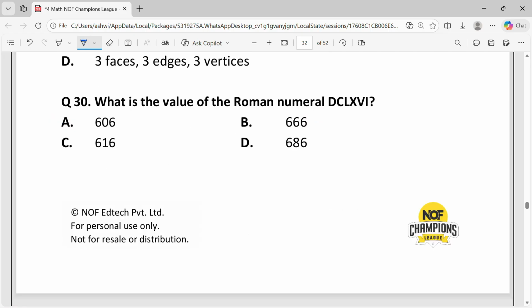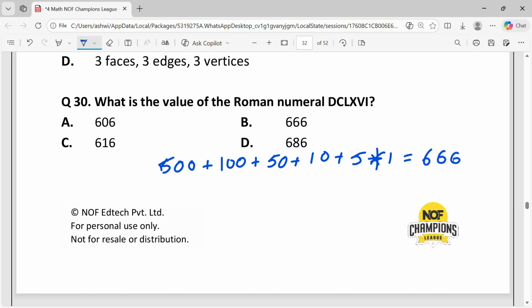Question 30. What is the value of Roman numeral DCLXVI? The Roman numeral DCLXVI can be represented as 500 plus C as 100 plus L as 50 plus X as 10 plus V as 5 and I as 1. That is equal to 666. That is option B.